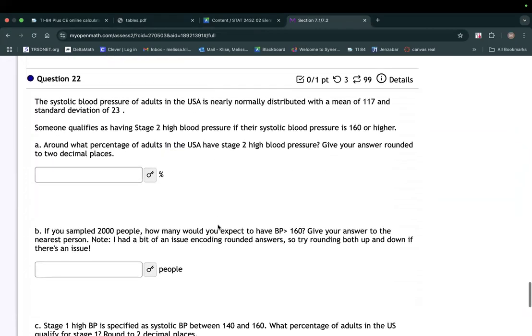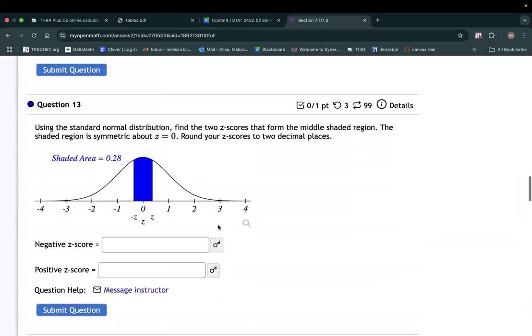So just make sure if you get stuck, send me messages. Ouch, my cat just attacked me.